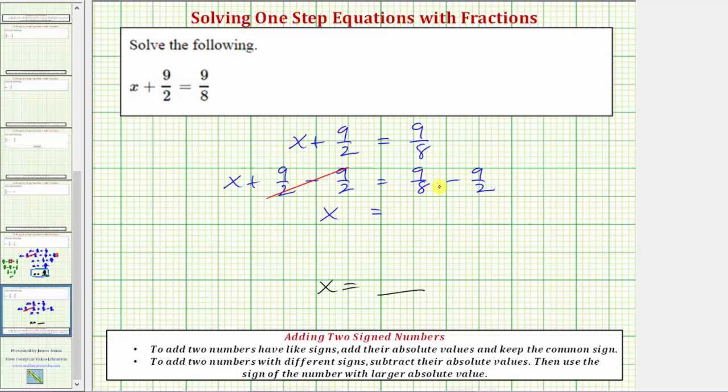This difference will be our solution, but before subtracting, we need to obtain a common denominator, hopefully the least common denominator. The least common denominator will be the least common multiple of 2 and 8, which is 8, and therefore 8 is the least common denominator. And because 2 times 4 equals 8, we'll multiply the numerator and denominator of 9 halves by 4. So now we know that x is equal to 9 eighths minus 36 eighths.